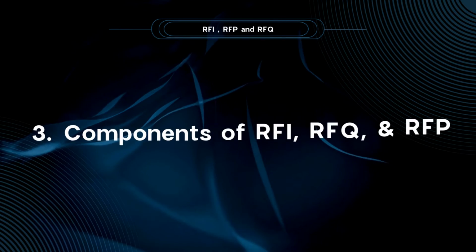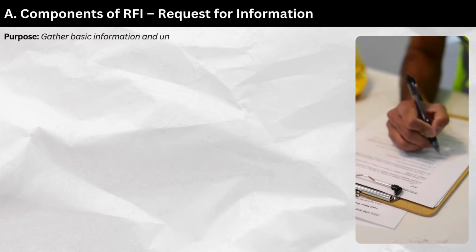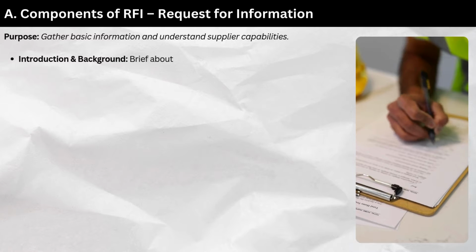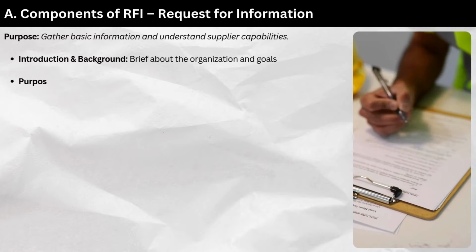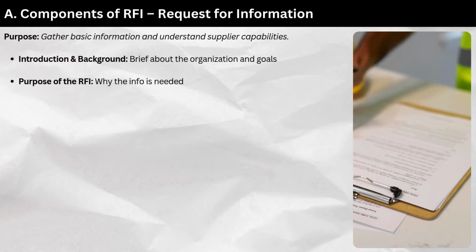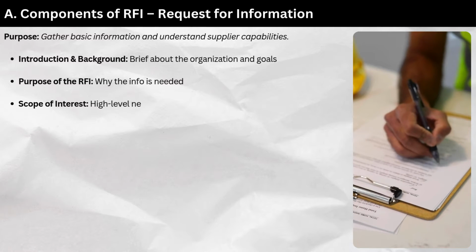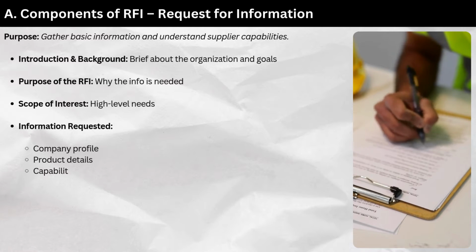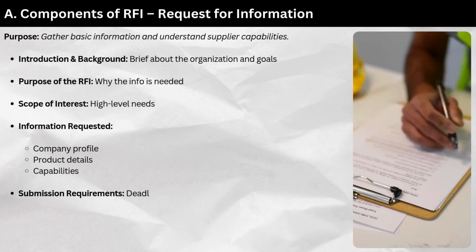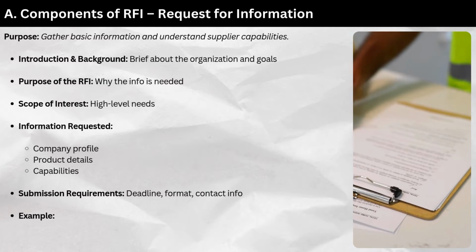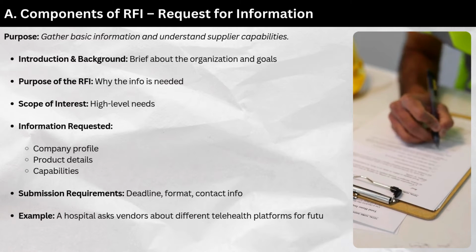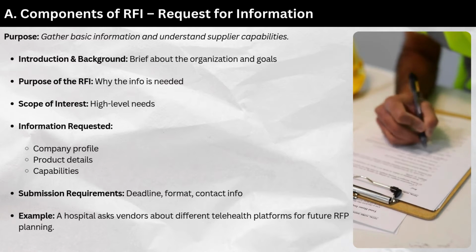3. Components of RFI, RFQ, and RFP. A. RFI, Request for Information. Purpose: gather basic information and understand supplier capabilities. Introduction and background: brief about the organization and goals. Purpose of the RFI: why the info is needed. Scope of interest: high-level needs. Information requested: company profile, product details, capabilities. Submission requirements: deadline, format, contact info. Example: a hospital asks vendors about different telehealth platforms for future RFP planning.